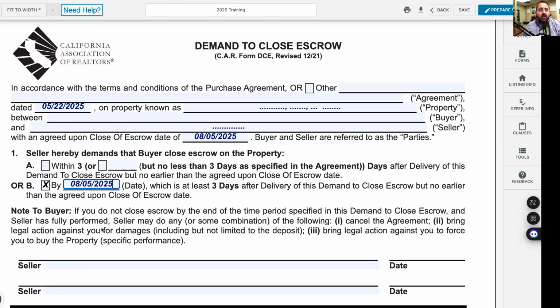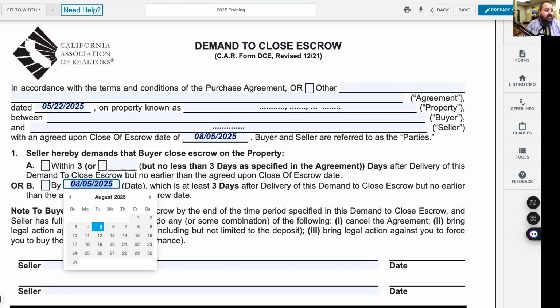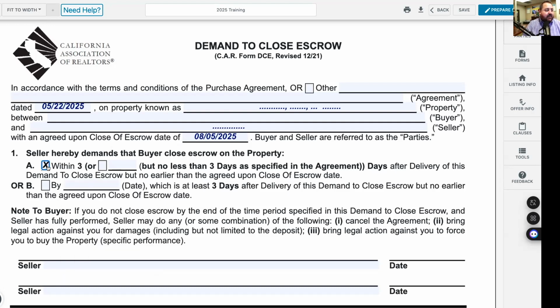If they don't close on August 5th based on the extension that we granted them, we would have the right to cancel. If I wait until August 5th, because that's our new day, and I don't send this to them prior to that, then I have to give them 3 days after August 5th to be able to close. Okay? I hope that made sense with the time periods. Everybody clear on those?